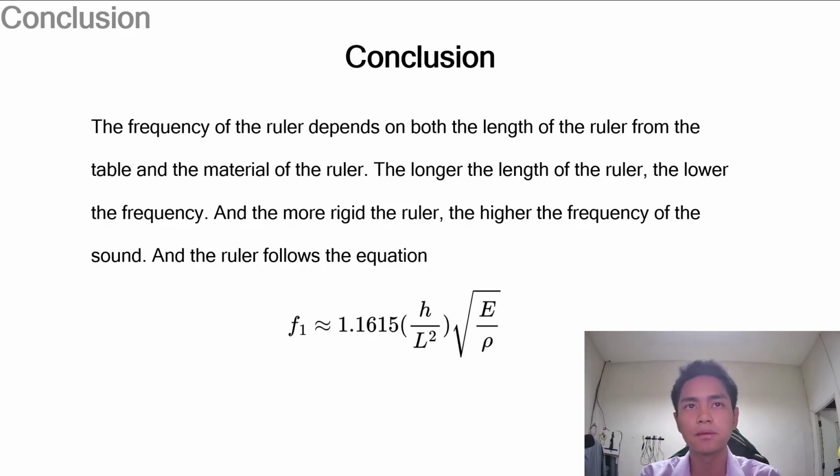So to conclude, the frequency of the ruler depends on both the length of the ruler from the table and the material of the ruler. The longer the length of the ruler, the lower the frequency, and the more rigid the ruler, the higher the frequency of the sound, and the ruler follows the equation as shown on the screen.